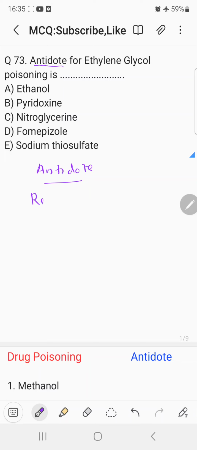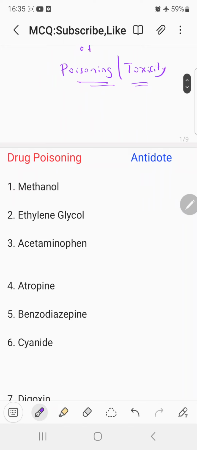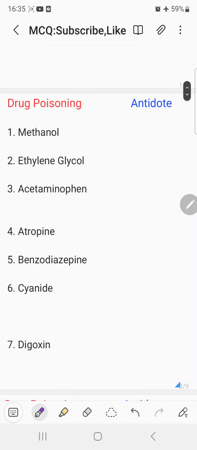So it's defined as a remedy to counteract the harmful effects of drug poisoning or drug toxicity. So basically it's a remedy to counteract the harmful effects of drug poisoning as well as drug toxicity. Now let's come to some important drug poisoning and the antidote used for that.